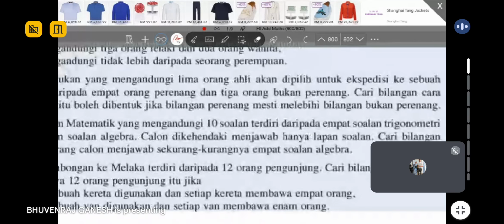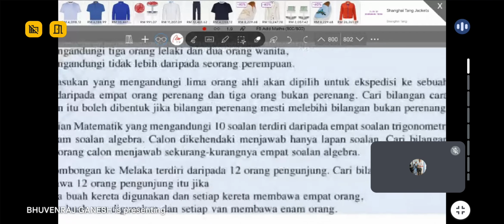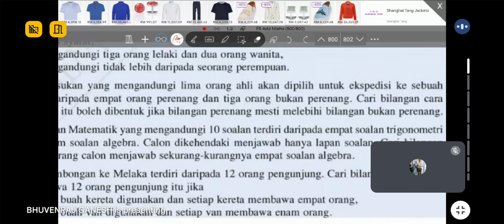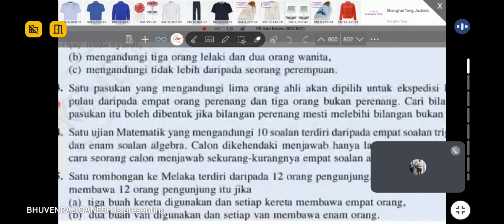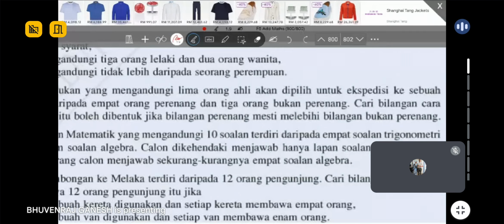Okay. So yeah. Okay. So for question 3, they say got 5 ahli. You need to pilih 4 swimmer, 3 non-swimmer, and they say that the number of swimmers must be more than the number of non-swimmers.